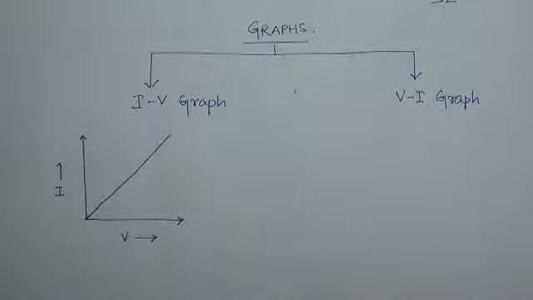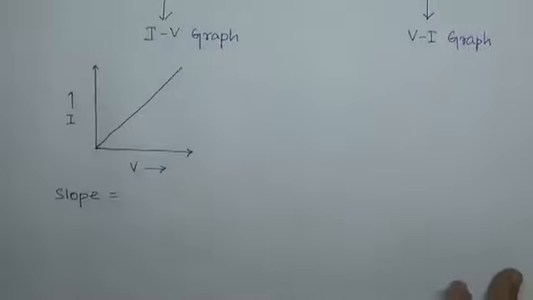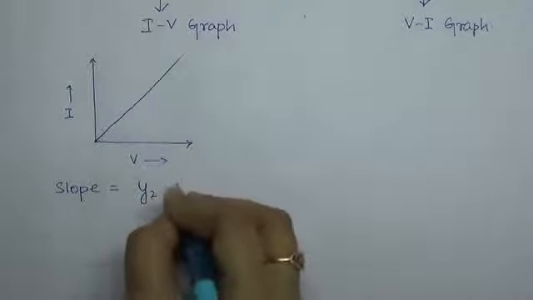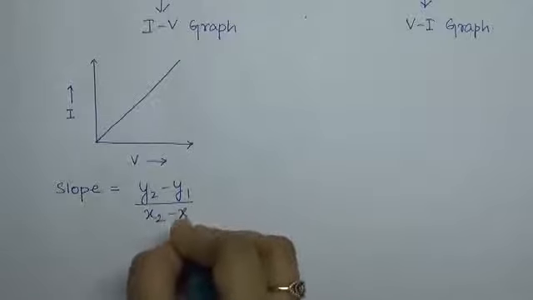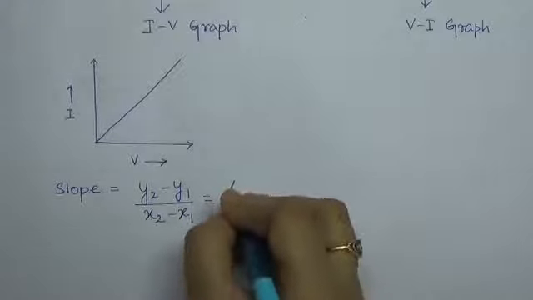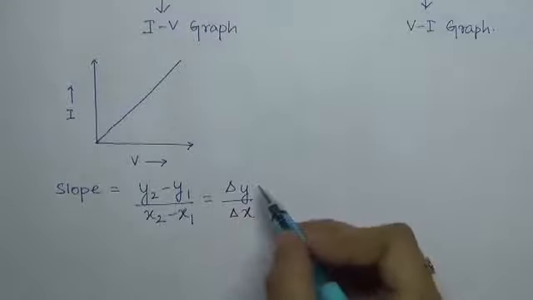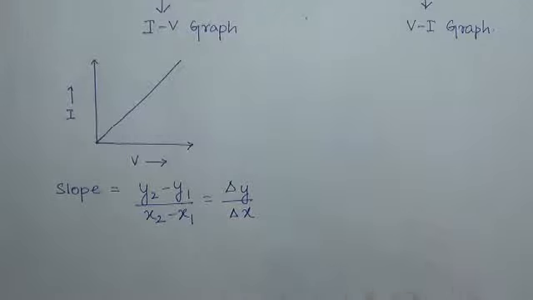Okay. Now let us find the slope of this graph. You must have done slope in mathematics, right? What is the formula for slope in mathematics? We write the general formula, y2 minus y1 by x2 minus x1. You can also write it as del y by del x, the change in the values of y by the change in the values of x.